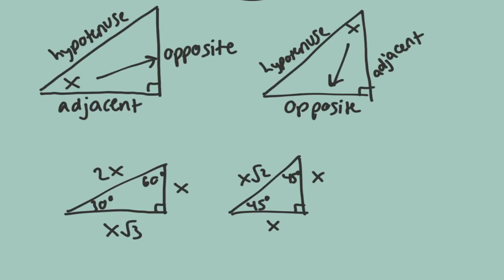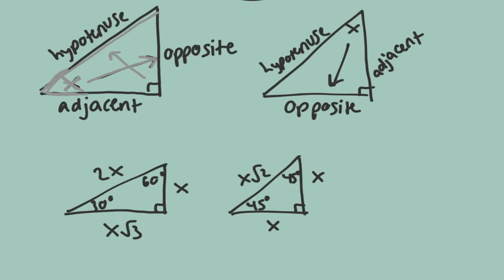If you're looking at some angle, the side that it is across from, the side that it opens up to, is called the opposite side. And the hypotenuse is the side that's across from the right angle, or the diagonal line. And then the adjacent side is the side that x is next to that's not the hypotenuse.